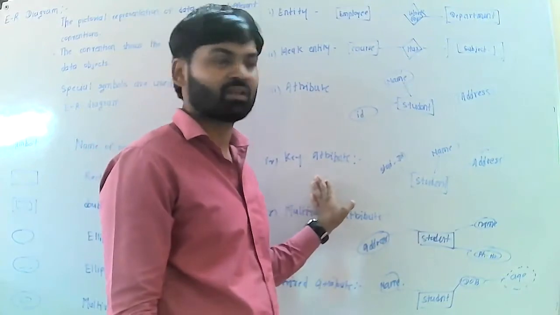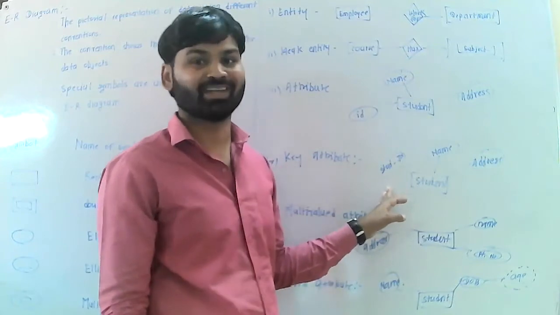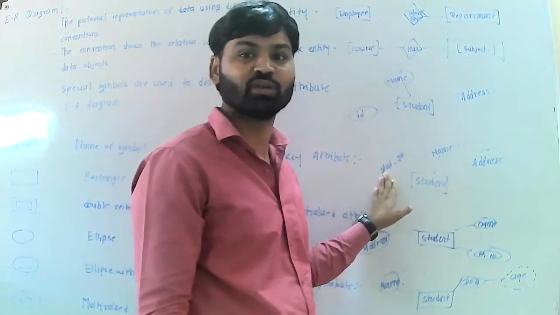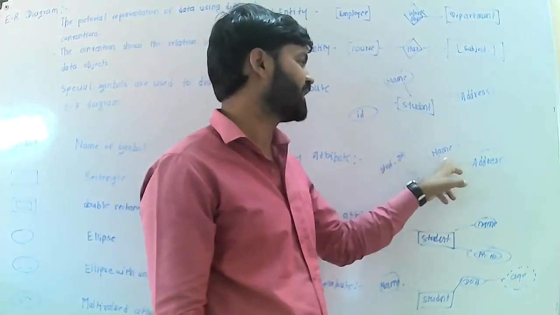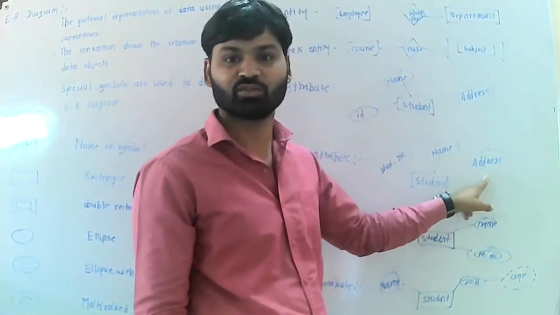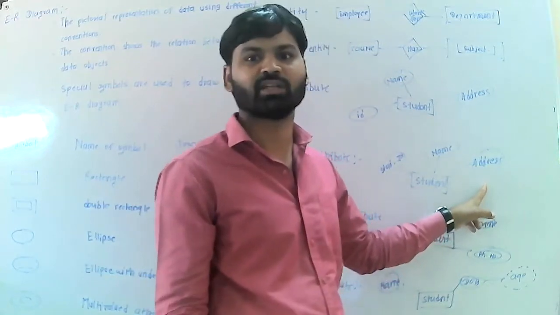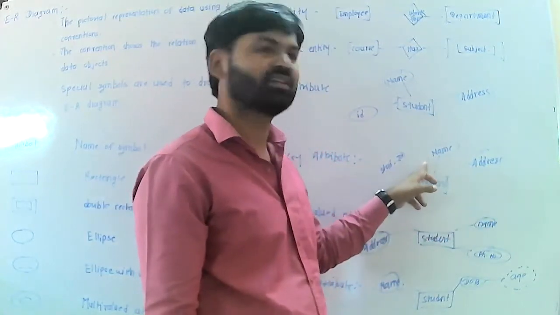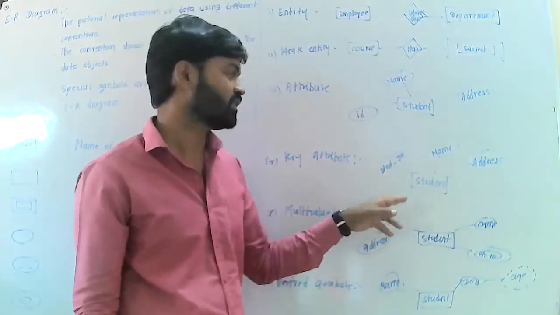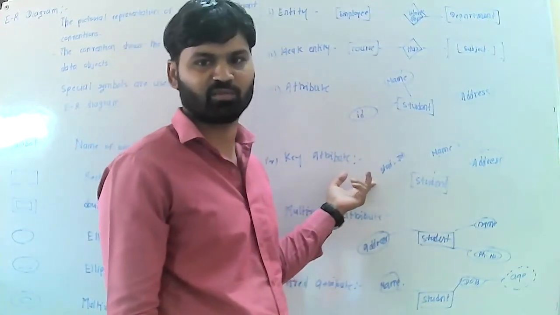But key attribute means what? The attribute which defines or shows the uniqueness. Uniqueness means what? Student ID has unique value. Name and address may be duplicate values. Students may have the same addresses, or the same name, but student ID will be unique. So the student ID is a key attribute.